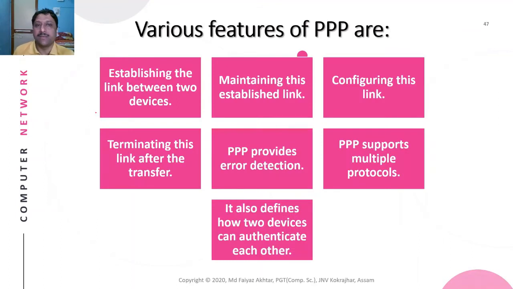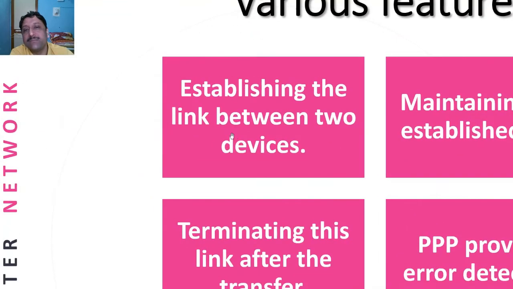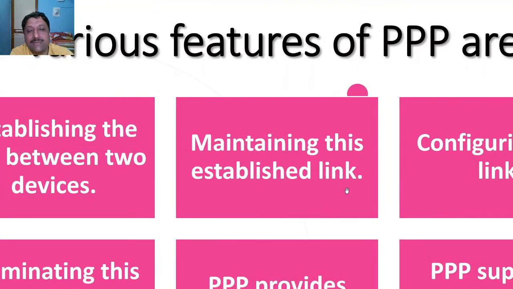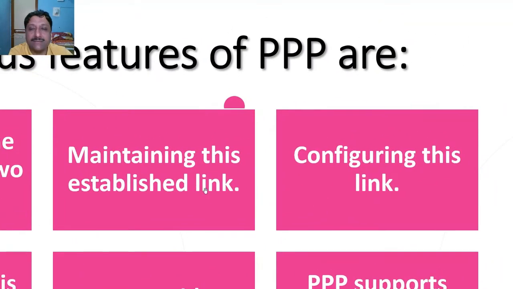Now next, PPP. There are many features of the PPP protocol. First, it establishes a link between two devices. Then it maintains this established link, which means it never disconnects, or very rarely disconnects. Once the connection is done, it is disconnected very rarely. It maintains the established link.